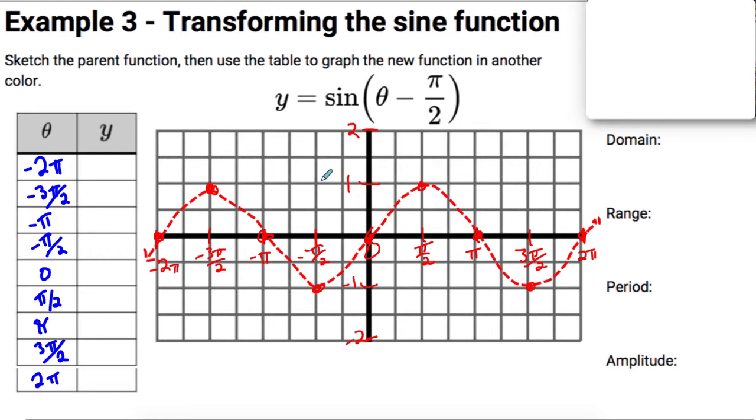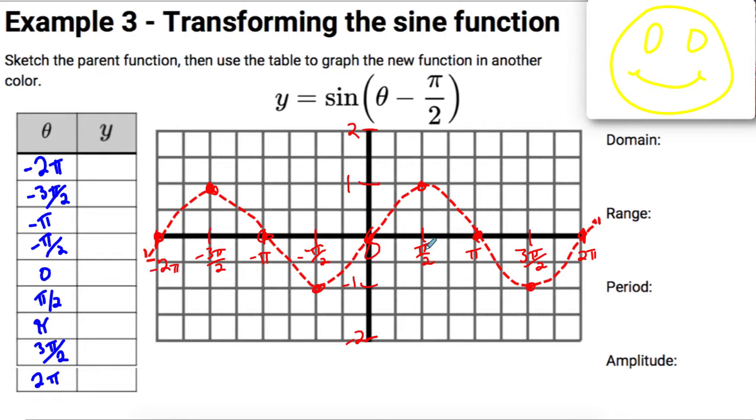All right, in this video here, we are going to graph the function y equals sine of theta minus pi over 2. Now, what's different about this one is we're actually creating a transformation by affecting the theta prior to evaluating the sine function. So this is actually going to make a different kind of transformation than we've seen before.